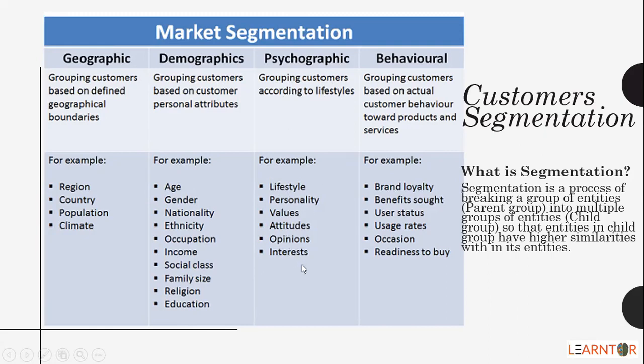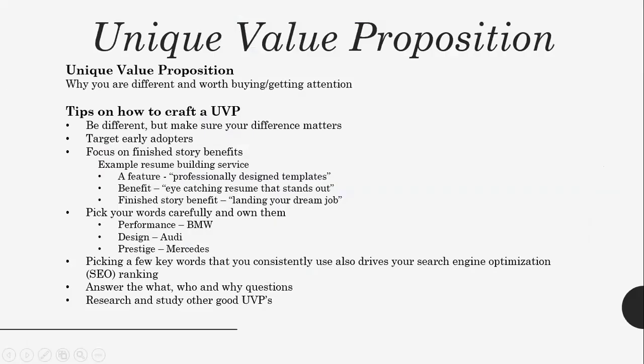Then with regards to the psychographic, grouping customers according to their lifestyle, for instance personality. Are they risk averse? Can they take risk? What area are you focusing on? With regards to behavior, grouping your customers based on their behavior towards your product. For example, brand loyalty, benefits sought, user status, usage rate, and readiness. So I'll go back.